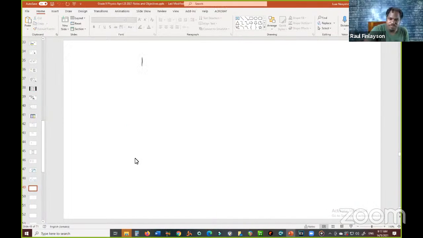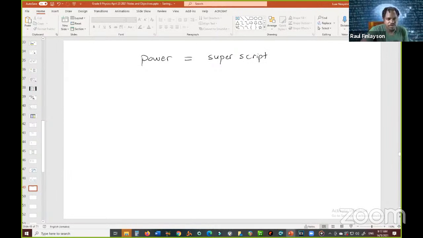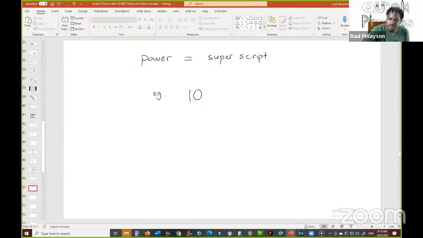So power is actually superscript. What is a superscript? Basically, we have 10, and this is the superscript.